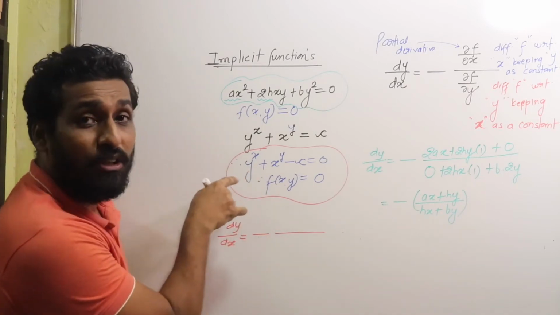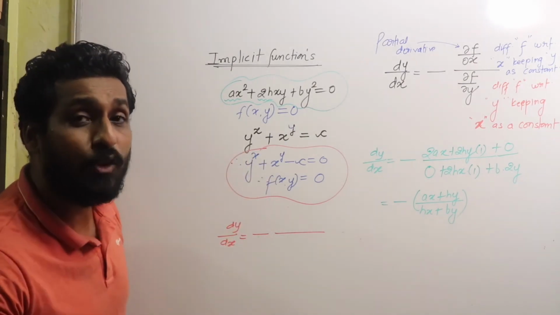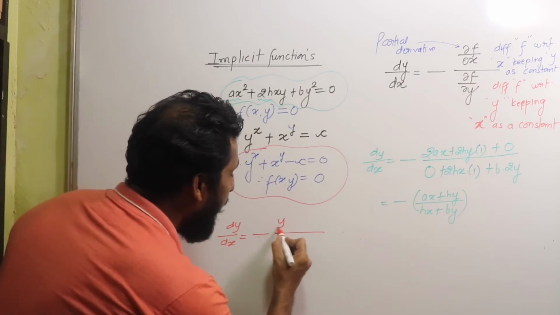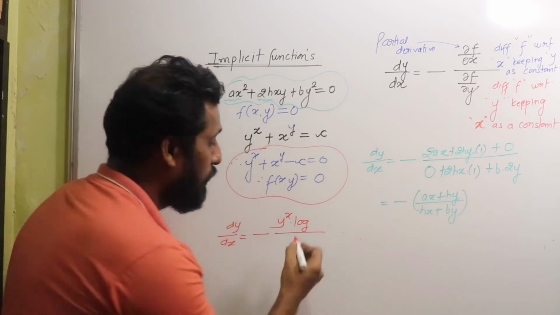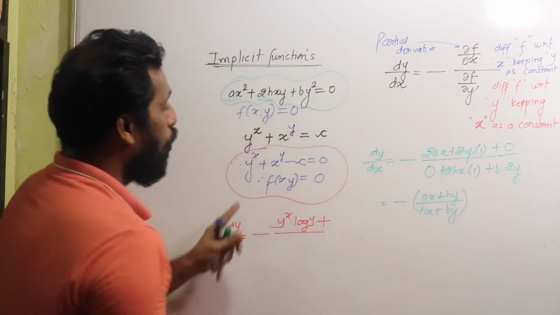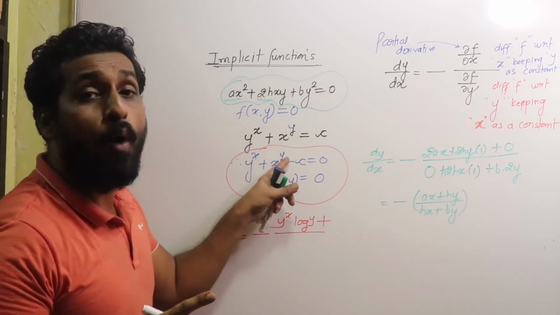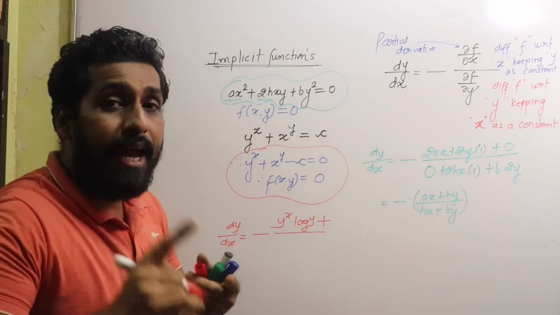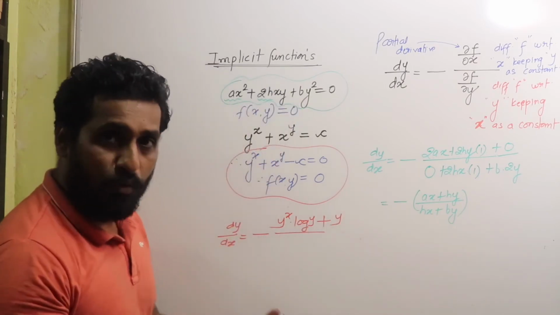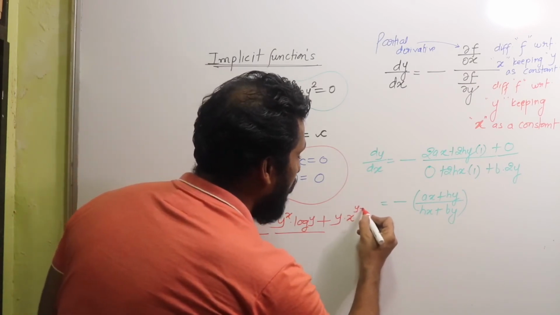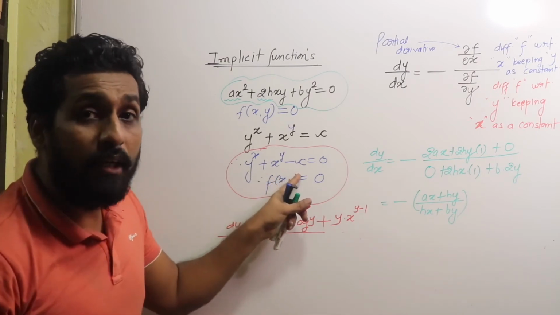So you treat it like a constant. You can read it as a raised to x. What is the derivative of a raised to x? It is a raised to x log a. So a, which is y, raised to x into log a, which is log y. And then plus, as I said, y is a constant, so x raised to y is a constant, you can read it as x raised to n. What is the derivative of x raised to n? n, which is y here, into x raised to n minus 1. So x raised to y minus 1, and then the derivative of the constant is going to be 0.